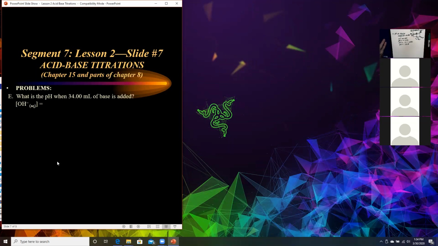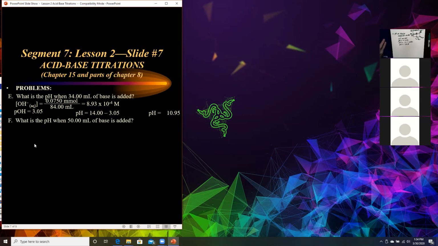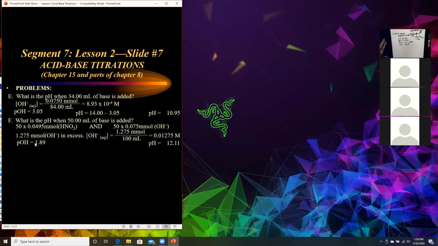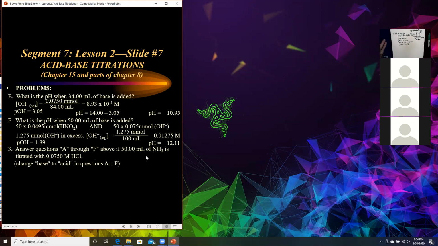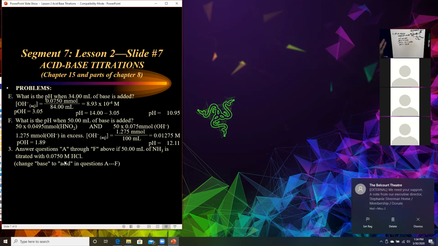If you add 34 milliliters of base, pH is 10.95. And when you add 50 milliliters of base, you get 12.1. Now, if you do that with ammonia or any others, you can practice some examples like this to show how you could do the calculation. The only thing that's different now, this is an ammonia titrated with HCl.